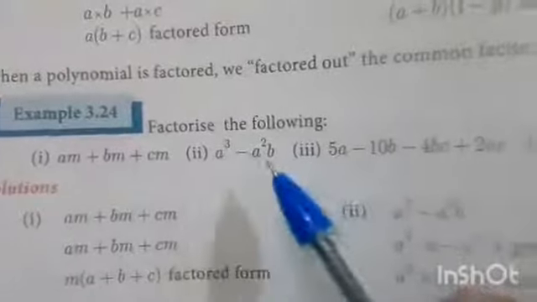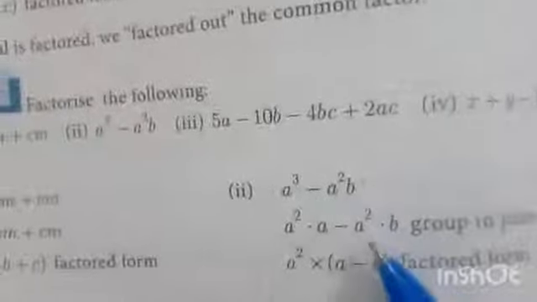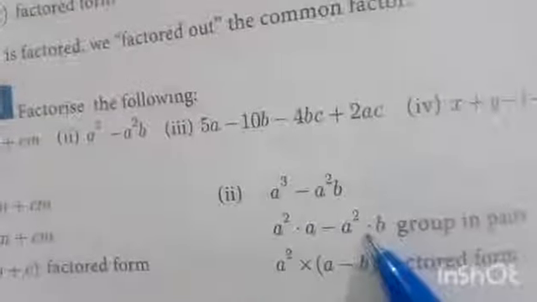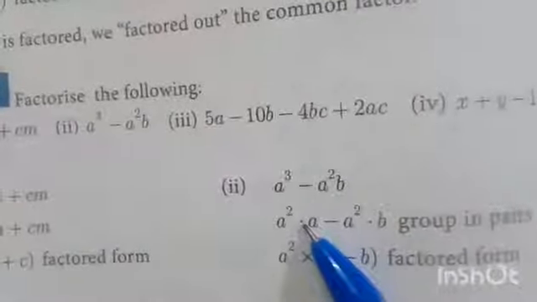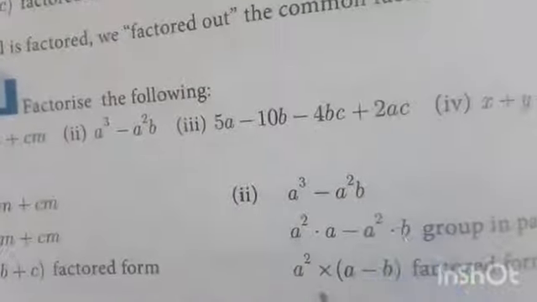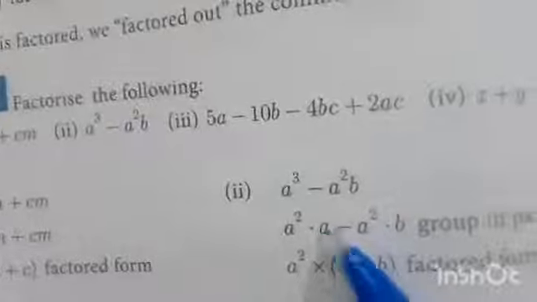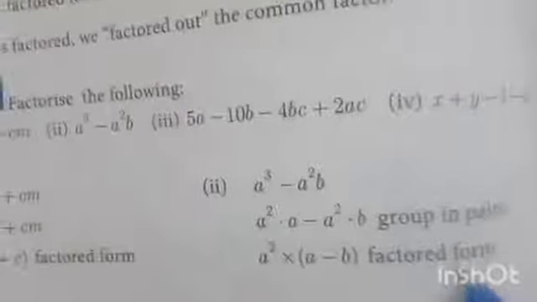The second problem: A cube minus A square B. It is written as A square into A, minus A square into B. The grouping method is easy for this problem. Now check these two terms: A square is common, so take it outside. In the middle, what sign do you have? Minus. So A square into A minus B. It is the factorized form.